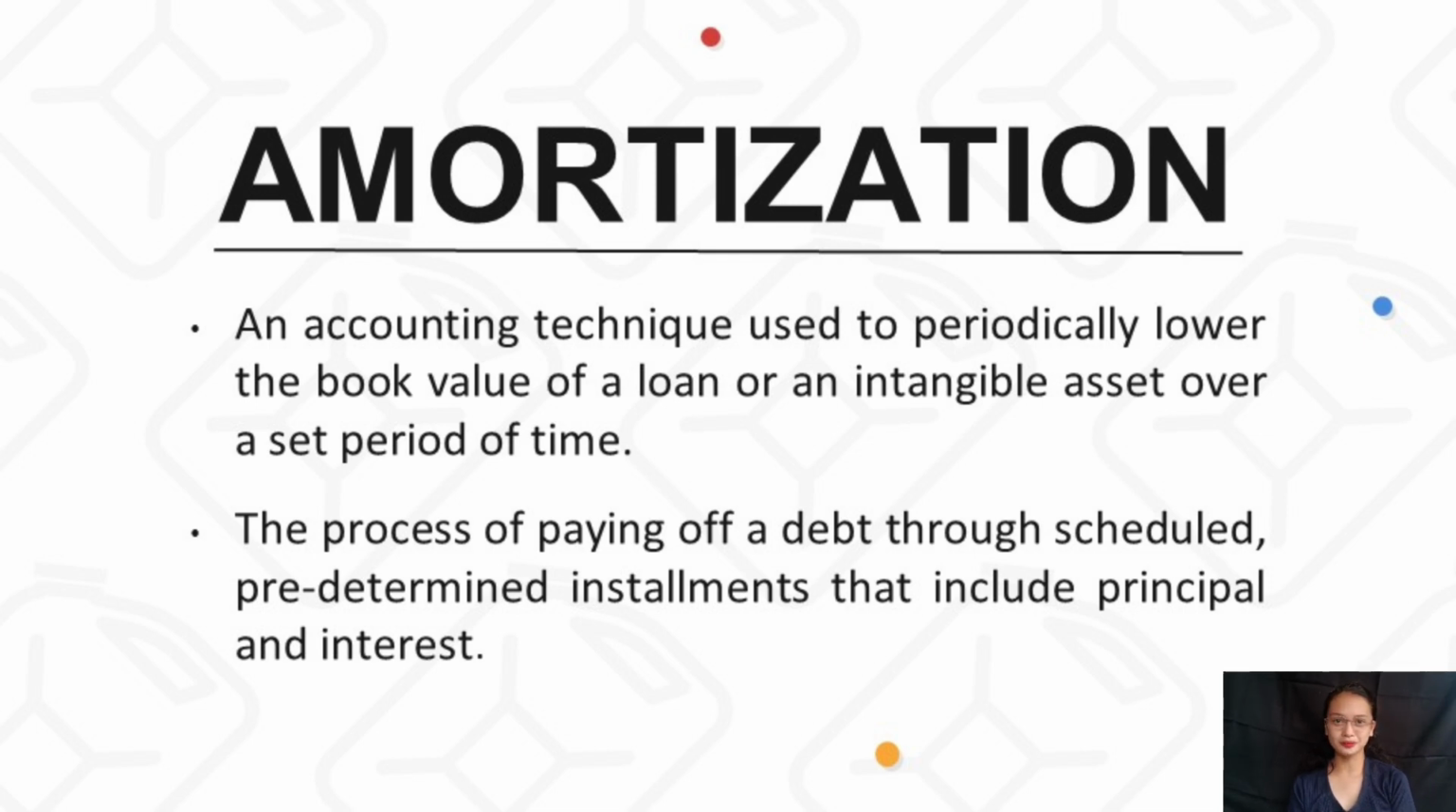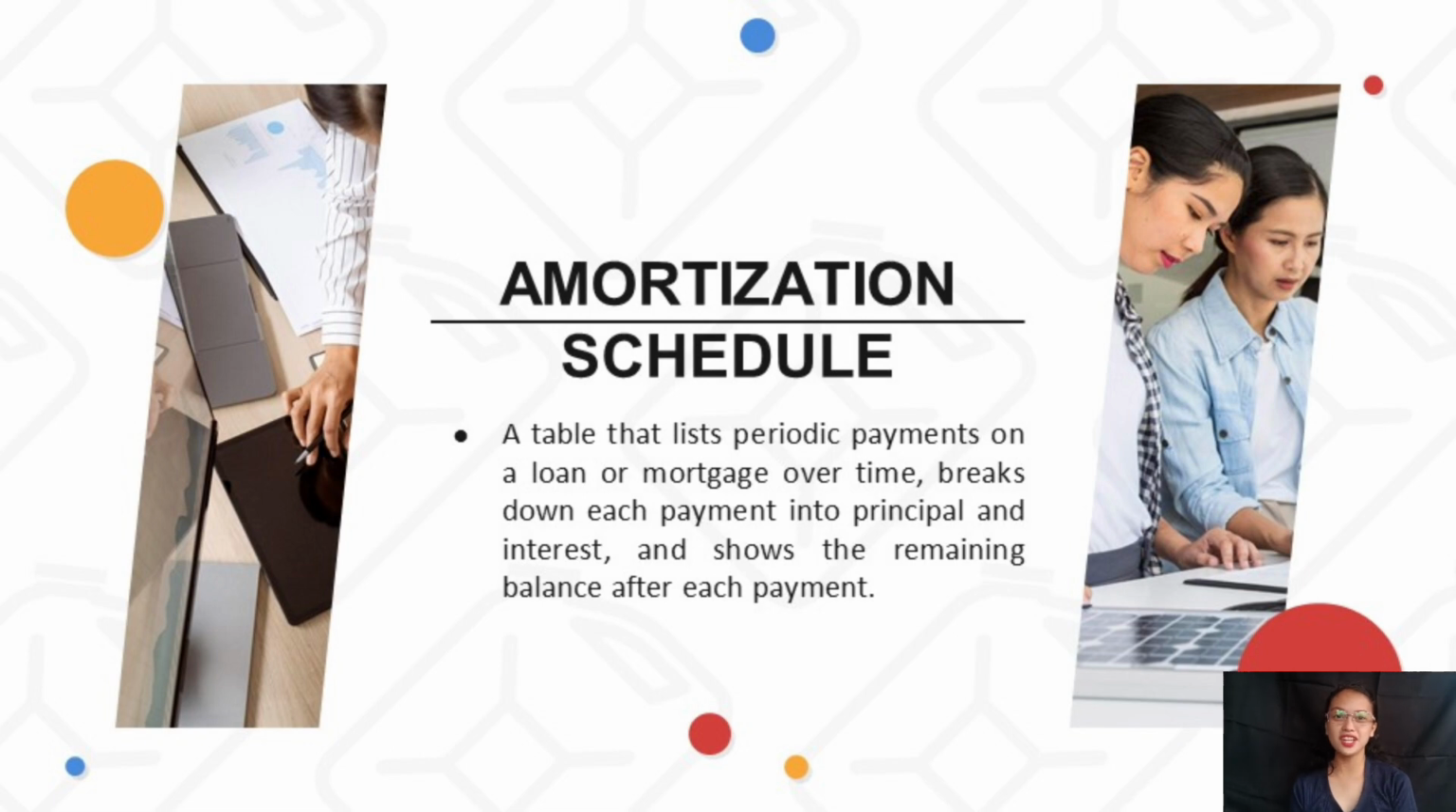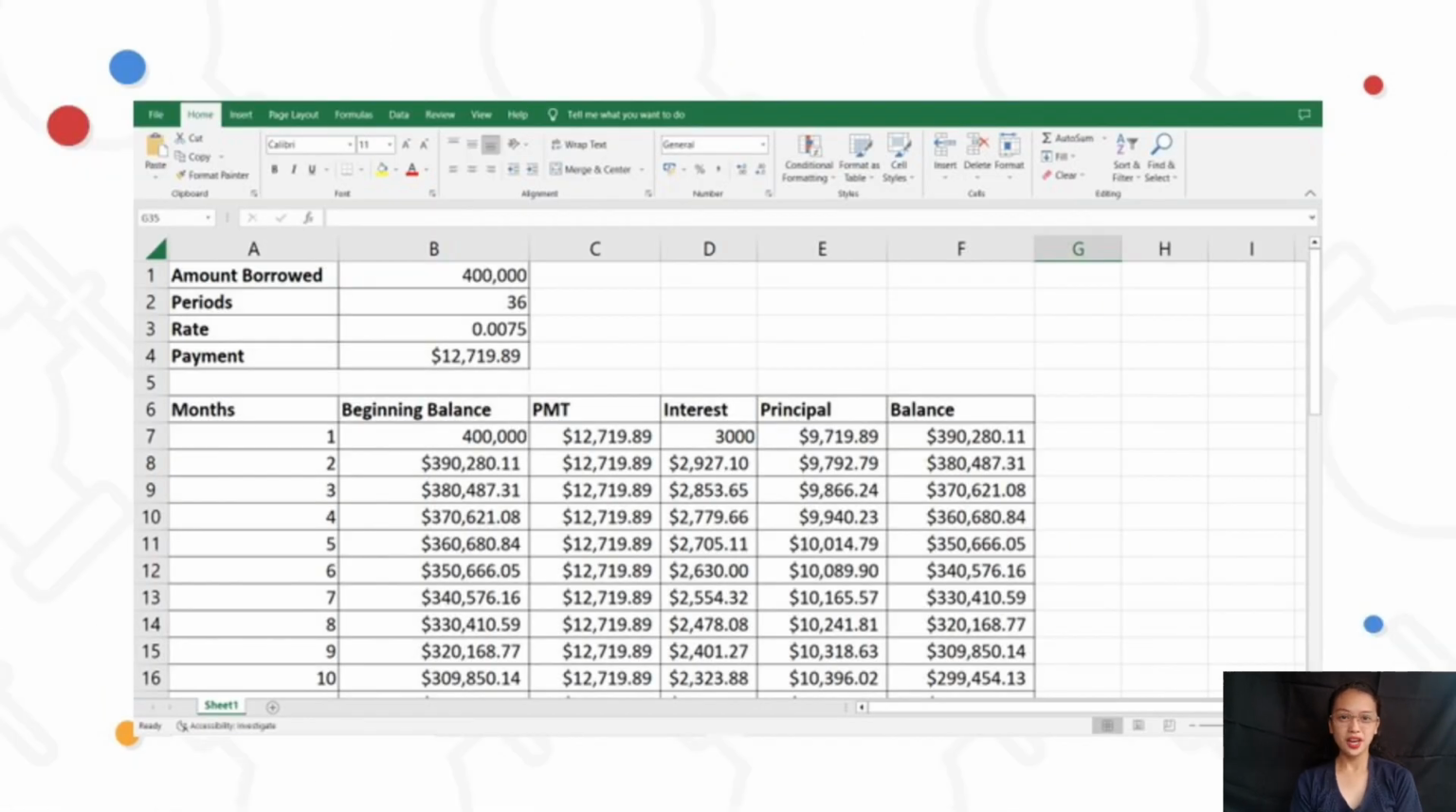term of the loan. Meanwhile, an amortization schedule is a table that lists periodic payments on a loan or mortgage over time, breaks down each payment into principal and interest, and shows the remaining balance after each payment. To have an overview, this is an example of an amortization schedule. Take note that there is no future amount here because the goal is to have zero balance after the given period. Let's have an example.